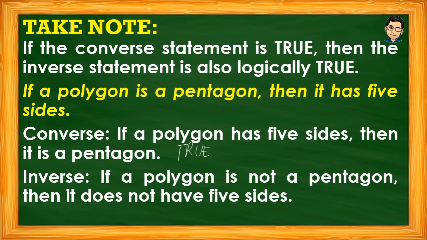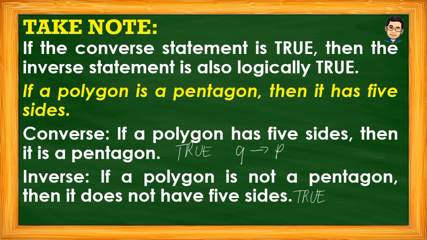So, ang converse po is Q implies P. So, binaligtad ang hypothesis and conclusion. And then, yung inverse statement naman natin is, if a polygon is not a pentagon, then it does not have 5 sides. So, kung yung given polygon natin ay hindi isang pentagon, natural, wala po siyang 5 sides. So, this is also true.